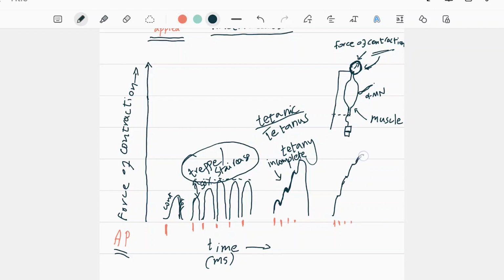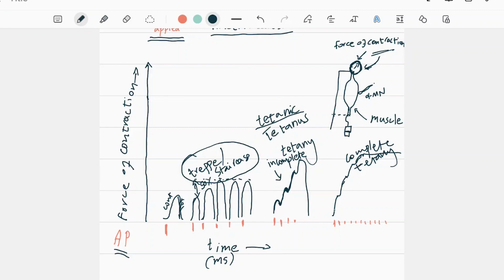If you can maintain this exact frequency, the contraction, the tension, will be sustained continuously. This is how we maintain continuous, sustained muscle contractions. This is complete tetany.